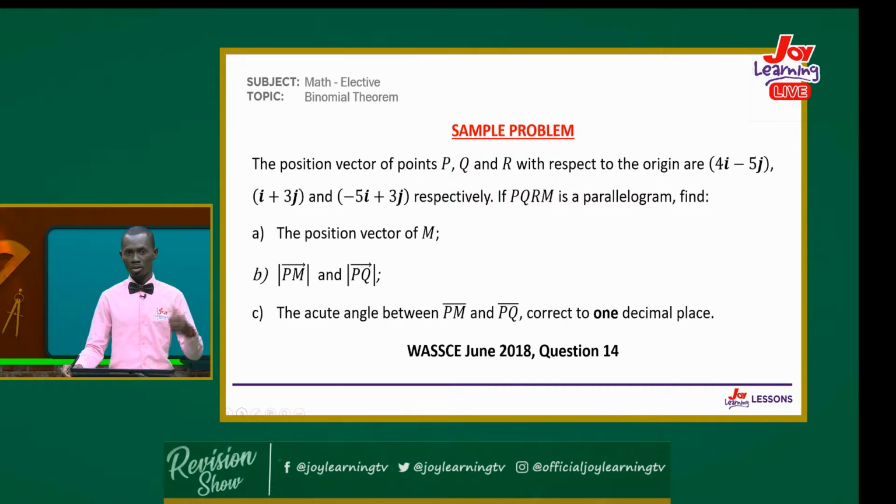So you need to know something about determining the magnitude of vectors. So the first thing is to note position vectors, to know why it's represented as 4i minus 5j, etc. You need to be able to locate a missing point if that point is part of other points. You need to be able to determine the magnitude of a vector. And then finally, question C says to find the acute angle between two lines, PM and PQ, with an added responsibility of correcting to one decimal place. So how do we find the angles between lines? That is something else you should know amongst others.